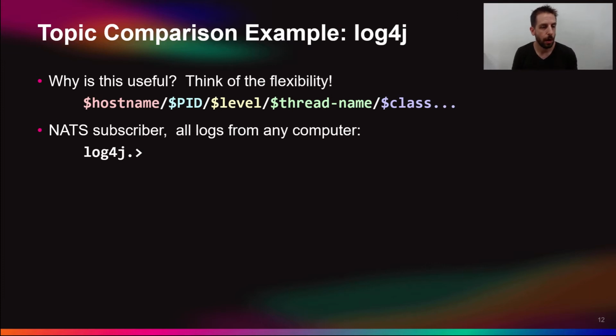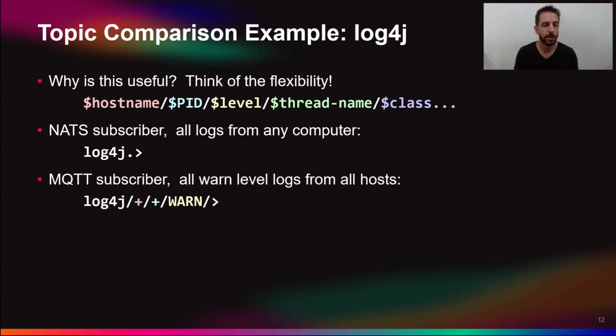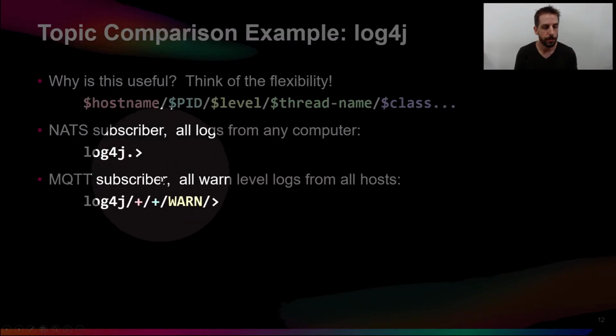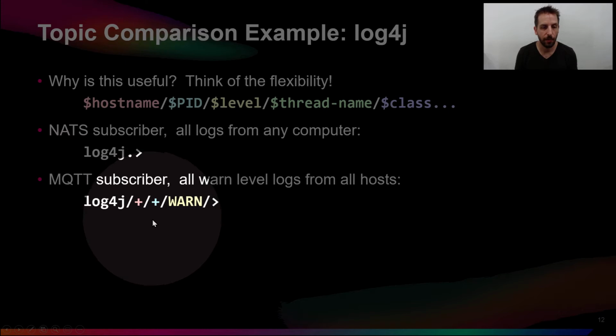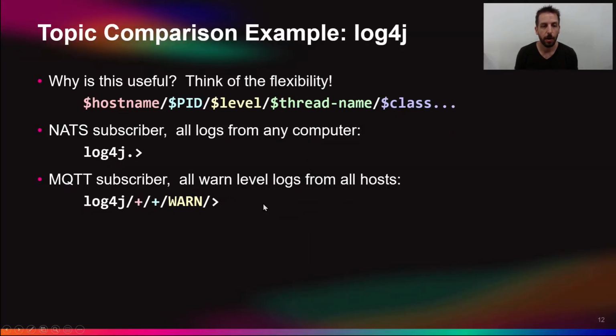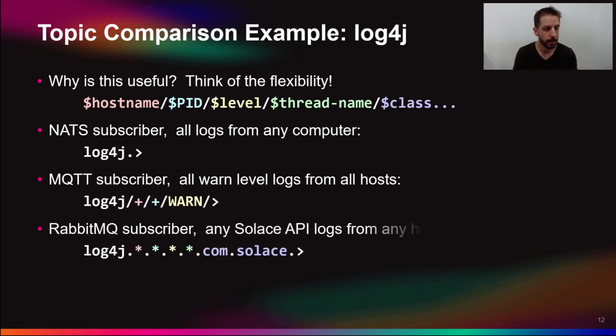This applies to lots of different smart topic brokers. In NATS, if we want to subscribe to all logs from all computers, regardless, you could use just Log4j as the first level, dot as the separator, and then the multi-level wildcard to match all logs. An MQTT subscriber that wants to only listen to Warn level logs from any host would put a single level wildcard at the host name and PID level, Warn at that level, and then the multi-level wildcard after that. So it's only listening to Warn logs, and the broker is going to be doing the filtering and only sending you the data that you want.